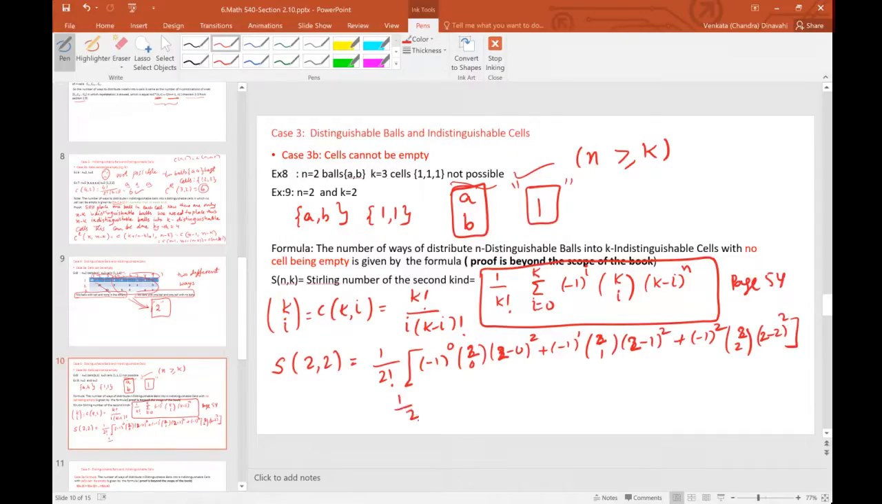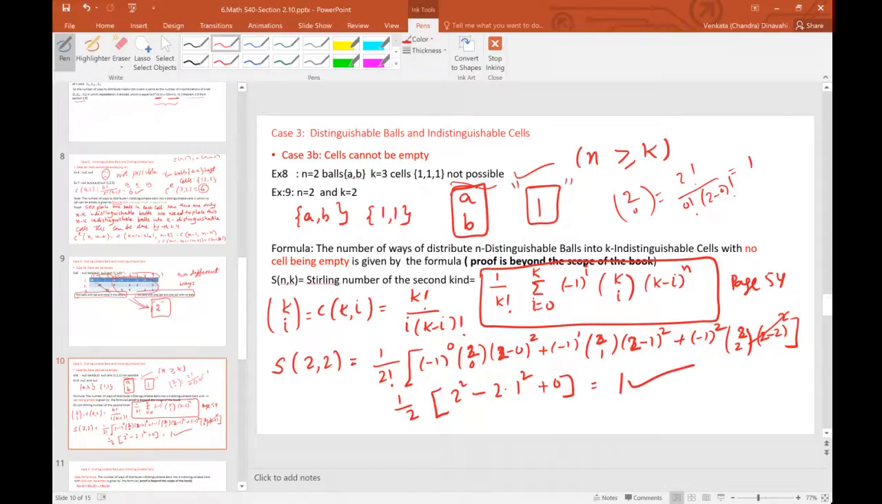So 1 over 2 factorial is 1 over 2, negative 1 power 0 is simply 1, and 2 choose 0, that is going to be 2 minus 0 factorial, that is simply 1, and so that becomes 2 square, and negative 1 power 1 is negative, and 2 choose 1, if you use that, that is going to be 2, and 2 minus 1 is 1 square, and 2 minus 2, that is simply going to be 0. So if you do this math, you will get your answer as 1.